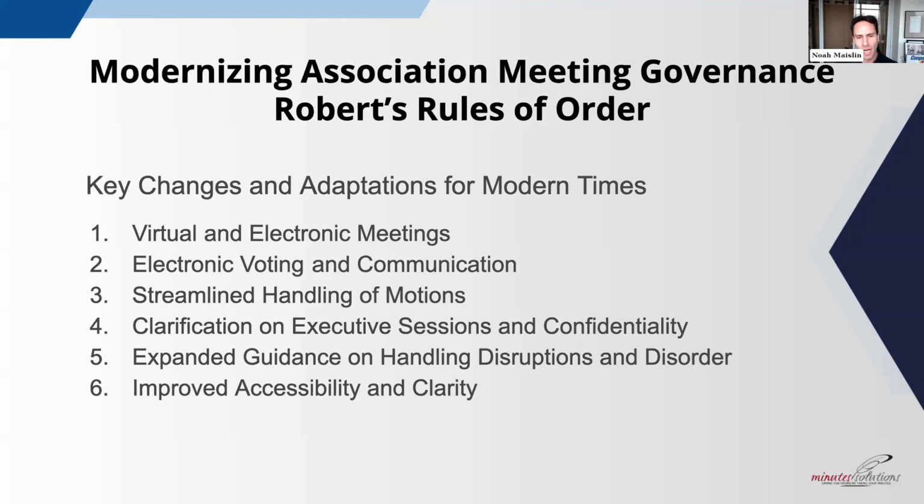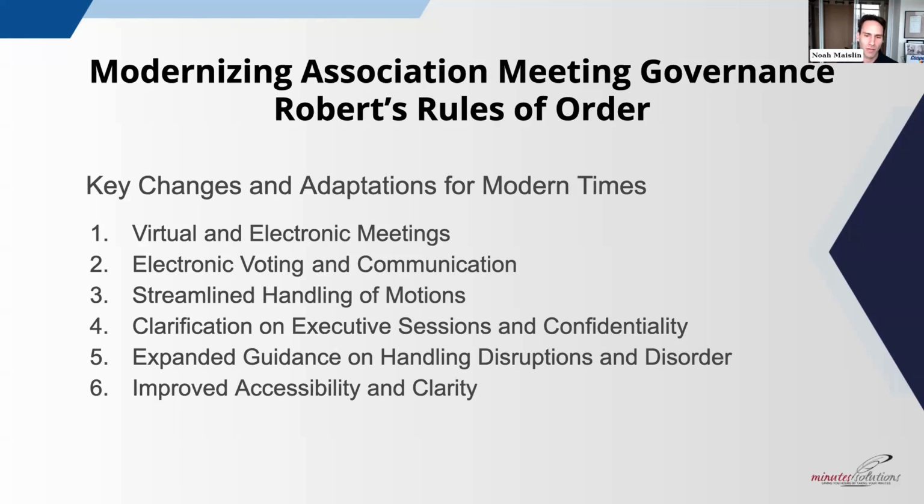Next one is expanded guidance on handling disruptions and disorder. The previous edition had basic rules for maintaining order, but were less specific. The 12th edition expands the framework for handling disruptions, including guidelines for repeated interruptions, ensuring decorum in both in-person and in virtual meetings as well. And lastly, improved accessibility and clarity. In previous editions, there were some complex parliamentary rules which were difficult for non-experts to navigate, which makes sense. The latest edition has revised language for greater clarity, making rules more accessible for modern organizations and new users.